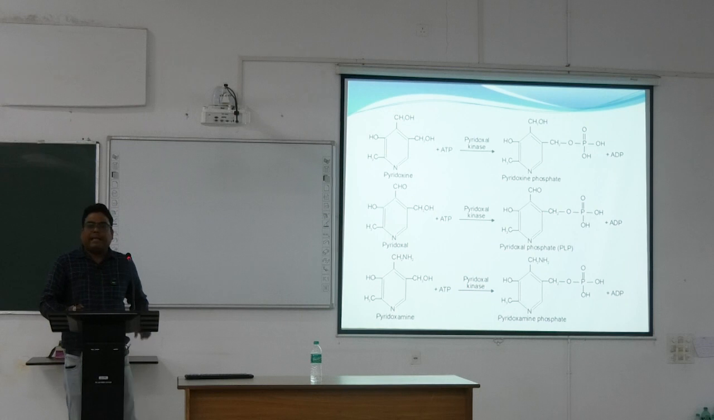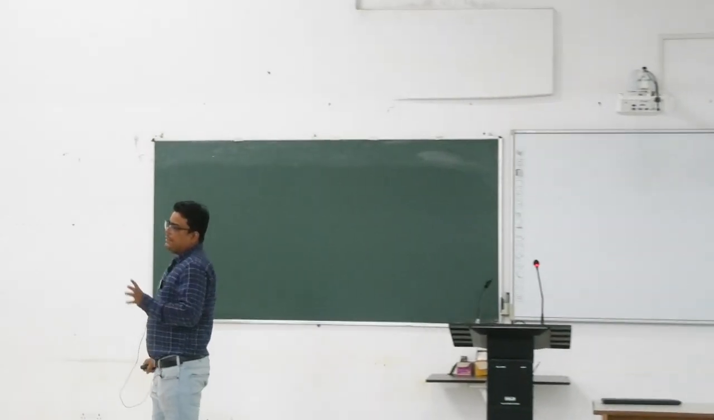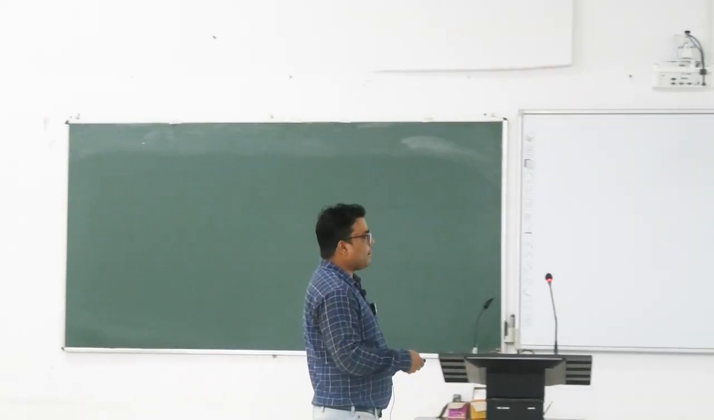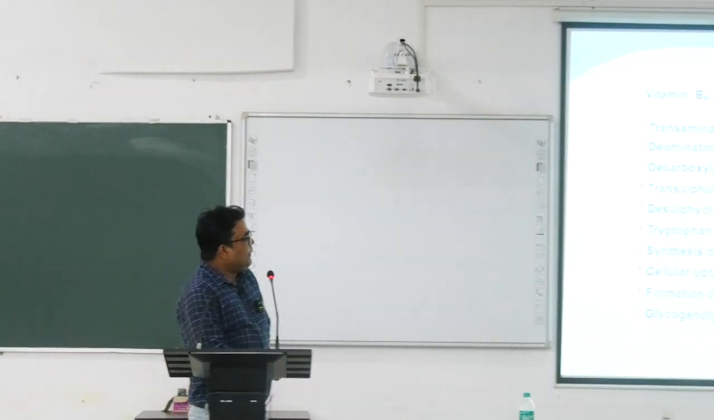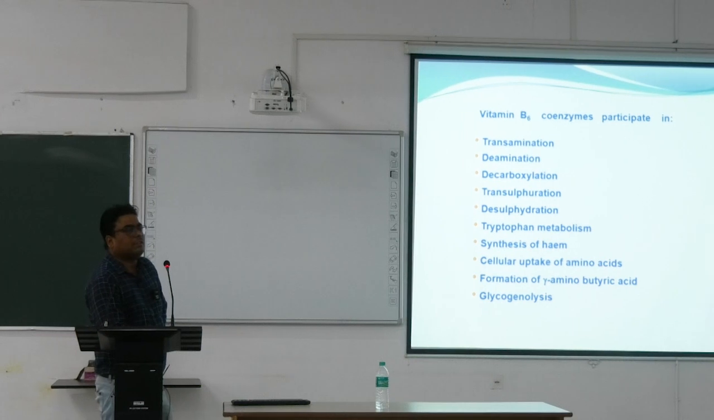Okay. So PLP is what? It is an activated form of this enzyme. It is a cofactor of this enzyme, pyridoxine. Now vitamin B6 coenzyme participates in all these kinds of reactions.